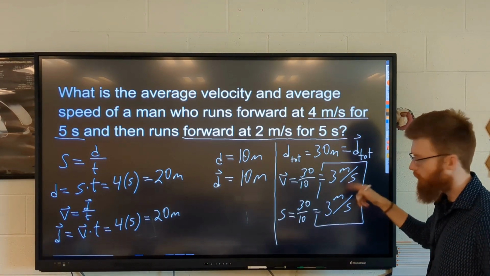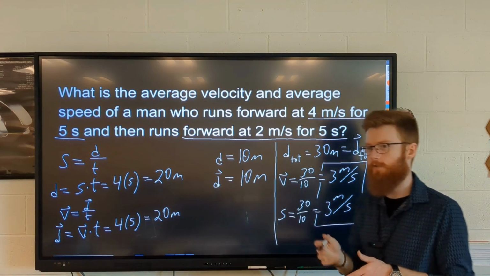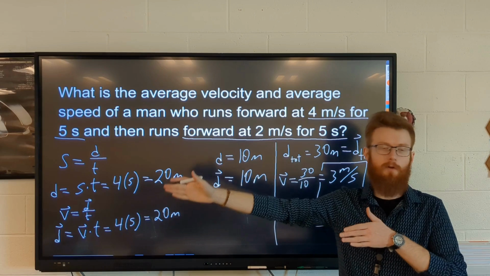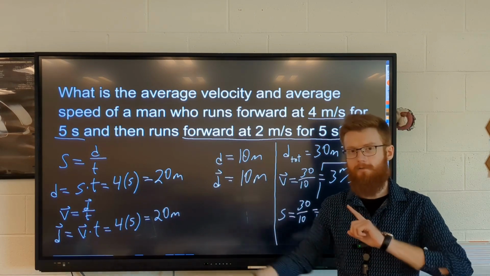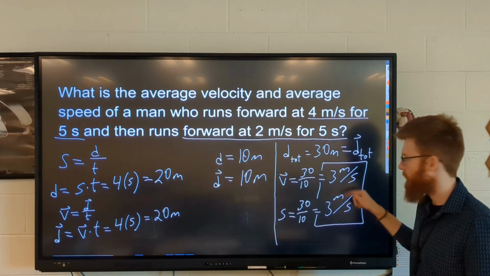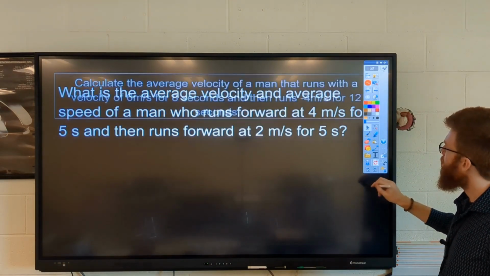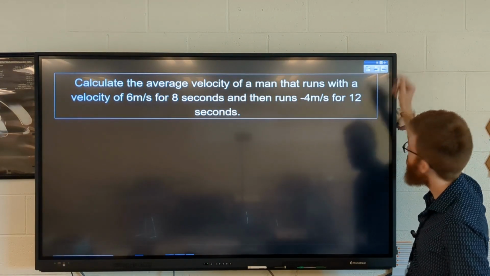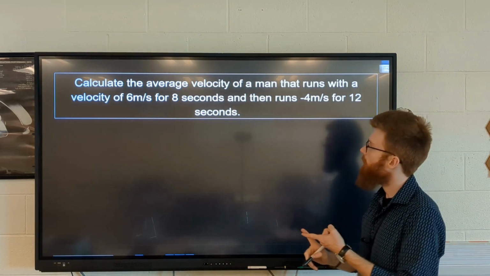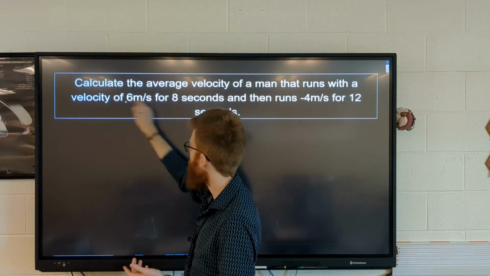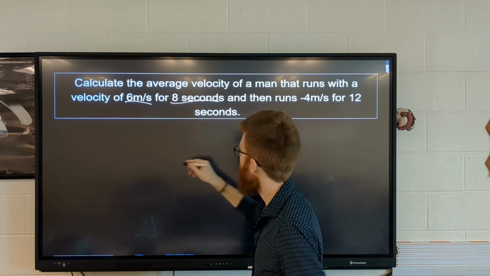But these are only going to be the same thing in situations where the person or the object continues traveling in the same direction for the entire time. If there's ever a change in direction, these don't end up being the same. Speaking of, let's say this same person is going to run forward, or positive, 6 meters per second for 8 seconds.